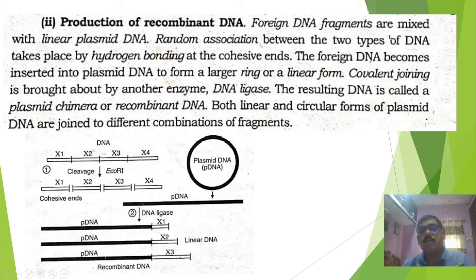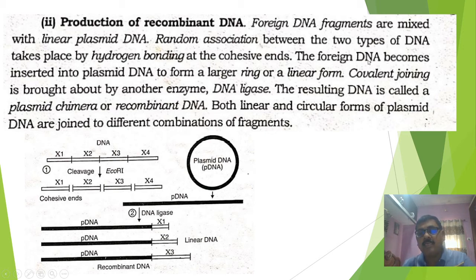Random association between the two types of DNA takes place by hydrogen bonding at cohesive ends. The foreign DNA is inserted into the plasmid DNA. Here this foreign DNA X1 is inserted into the plasmid DNA, then X2, then X3, likewise, and the resulting DNA is called a chimeric DNA or plasmid chimera, or it is the recombinant DNA.